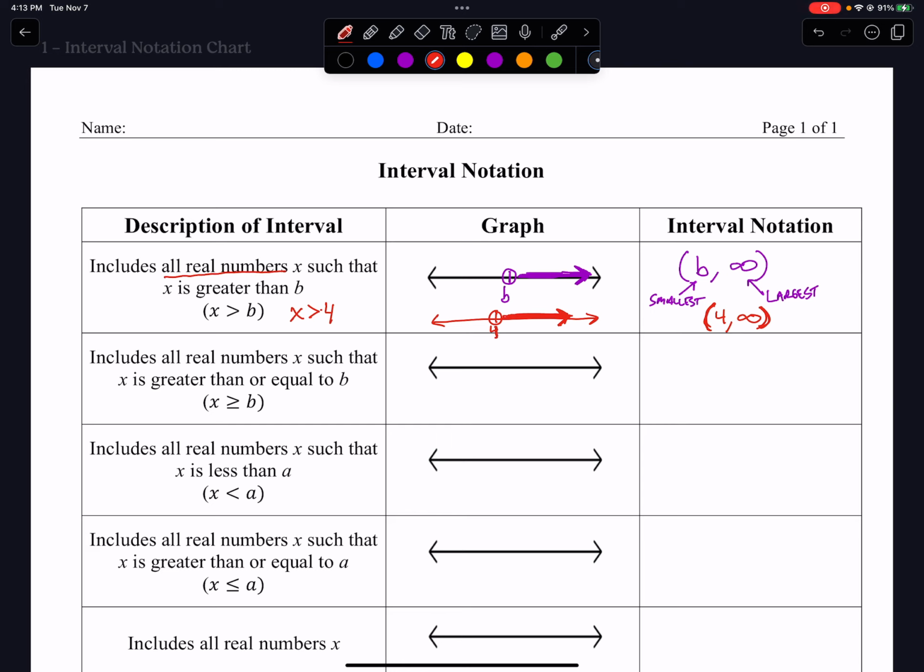A couple things to note. An open circle, I'm going to write that up here, open. These things are all the same. When I say less than, that symbol is an open circle on the graph, which means you don't include the value. And these all mean the same thing. And in interval notation, it's a parentheses. Those are all the same thing. These all mean not included.